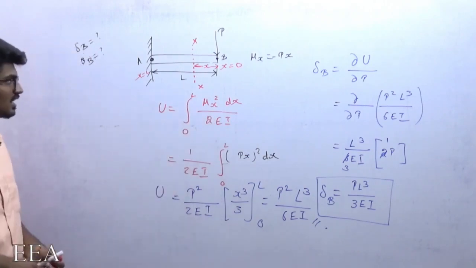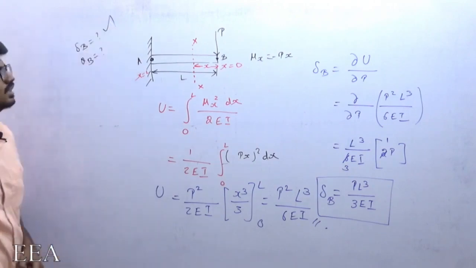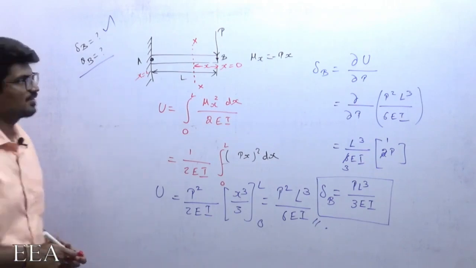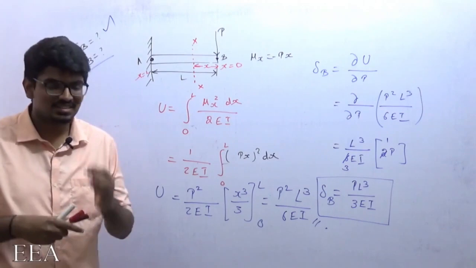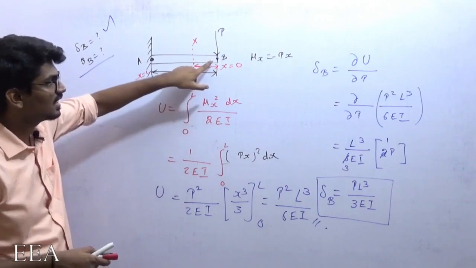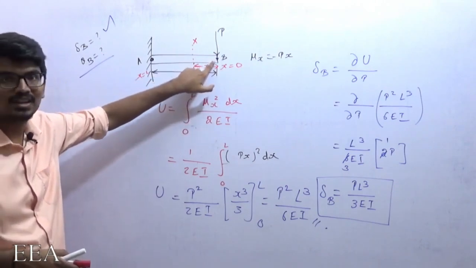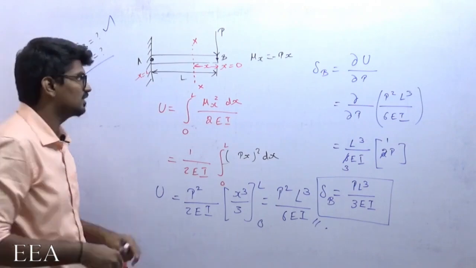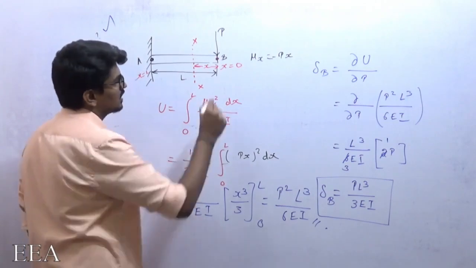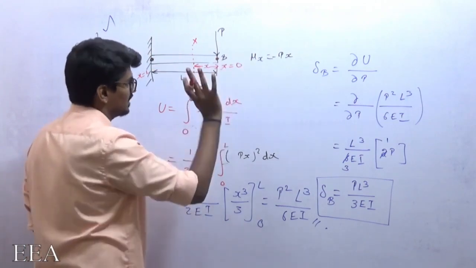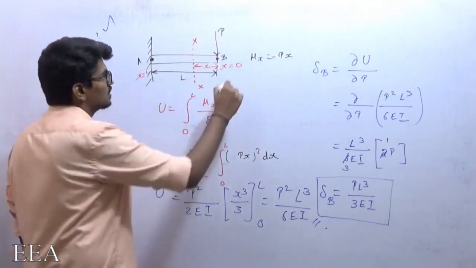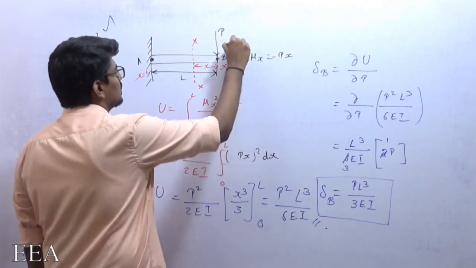So yeah, now what is our next term? This has been determined. How to find out slope? For finding slope, I need to differentiate the total strain energy with respect to moment, the moment which is acting at the point where I need to find the slope. Carefully listen. This is the point where I need to find the slope, but there is no moment acting there. There is only a point load. So what I need to do? I need to introduce a hypothetical moment.